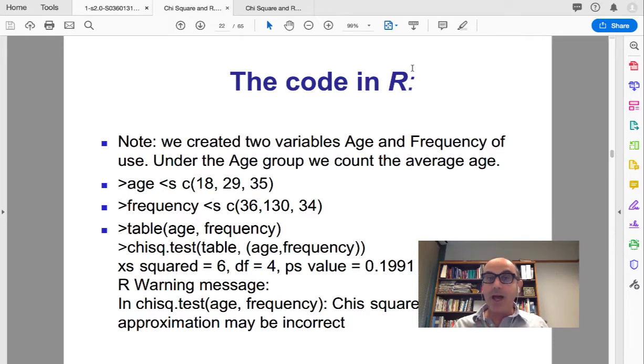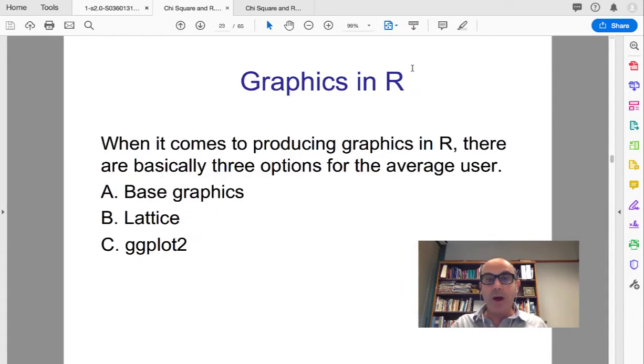So the chi-square test is called chisq.test, and in the container it will contain the table, the age, and the frequency, and it will give us the result. In this case, X-squared is equal to 6, the df is equal to 4, the p-value is 0.1991, but we will receive a warning that R will give us, which means that in this case, the chi-square approximation might be incorrect.